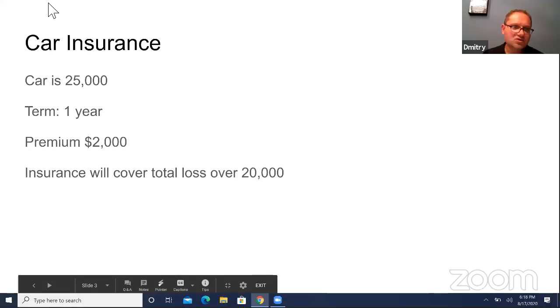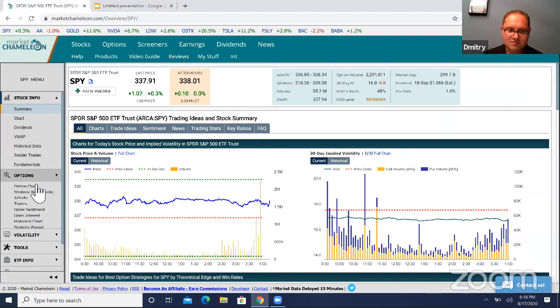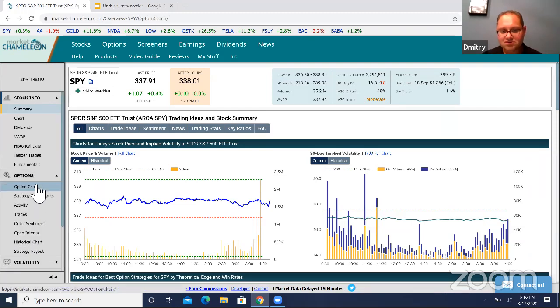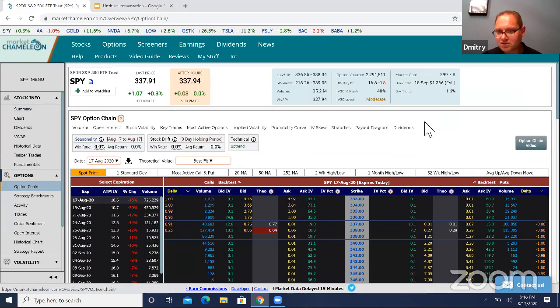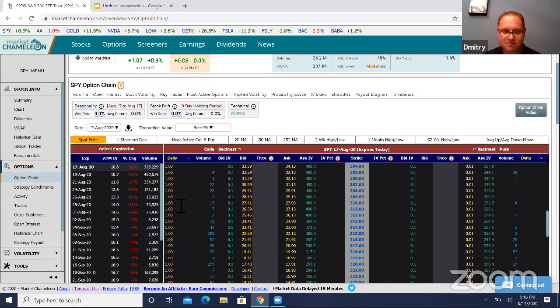All right, let me go to an options chain now. So this is SPY. I'm just going to go to an options chain here. So over here, we talked about on an options chain, this is what you typically see. So this is the SPY options chain. Let's look at some of the things we talked about.